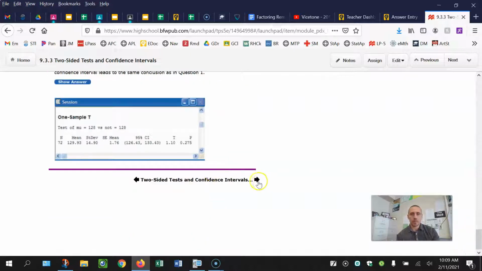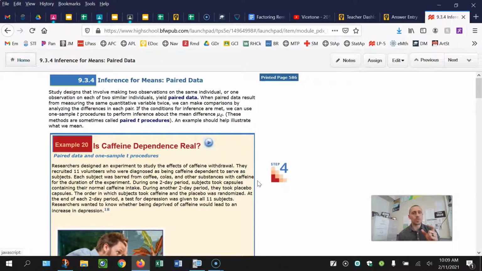So that's that. If you have a two-tailed test, you can use a confidence interval to say the null value is in the confidence interval, which means you fail to reject the null, or the null value is falling outside the confidence interval, which means you would reject the null and you'd have convincing evidence for the alternative.